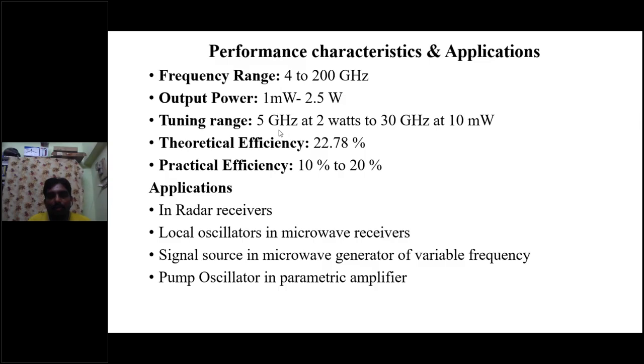The output power is 2 watts. I am using 30 gigahertz. You can observe the power is 10 milliwatts. And we already derived the theoretical part. The theoretical efficiency for the reflex Klystron oscillator is 22.78%.